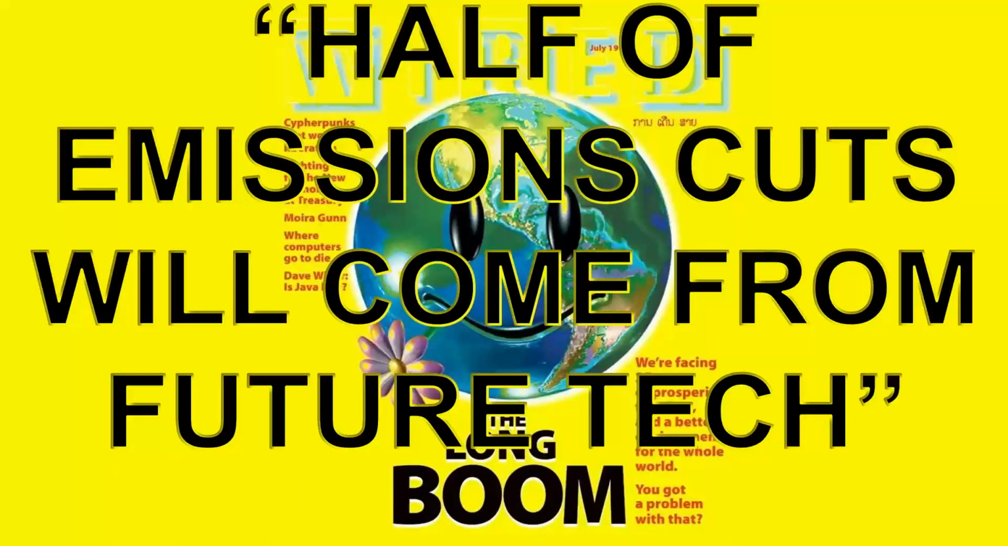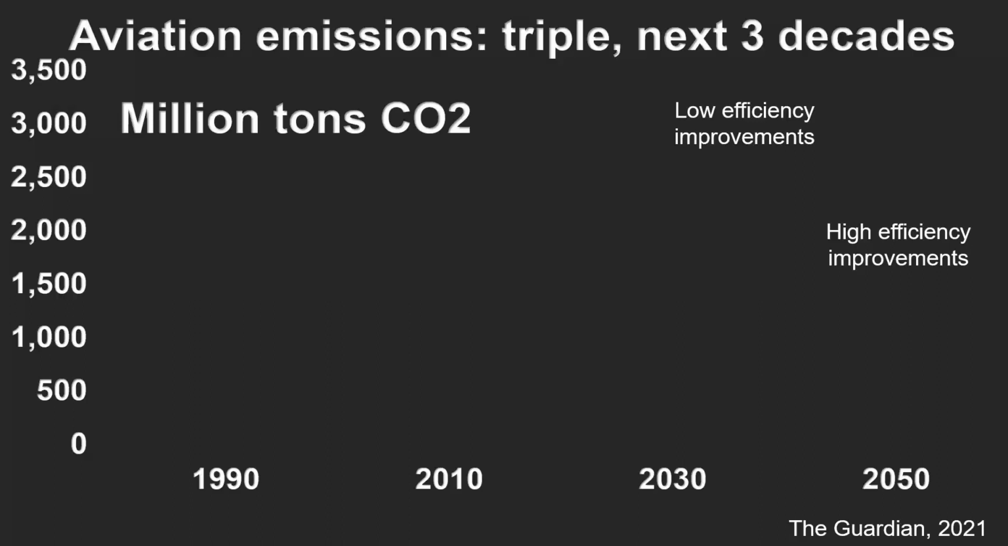Half the emission cuts will come from future tech. It's always around the corner. We're going to solve it. This is such a dangerous and damaging type of cult and philosophy. Technology has never in history reduced energy consumption. When you make technology twice as efficient, you get 3 times more energy use in the environment.